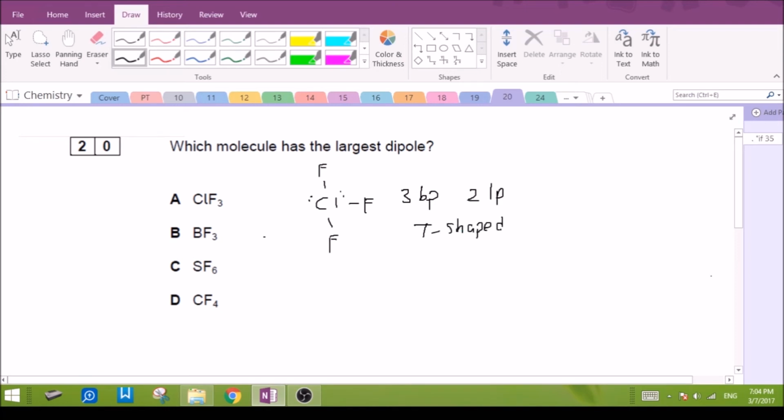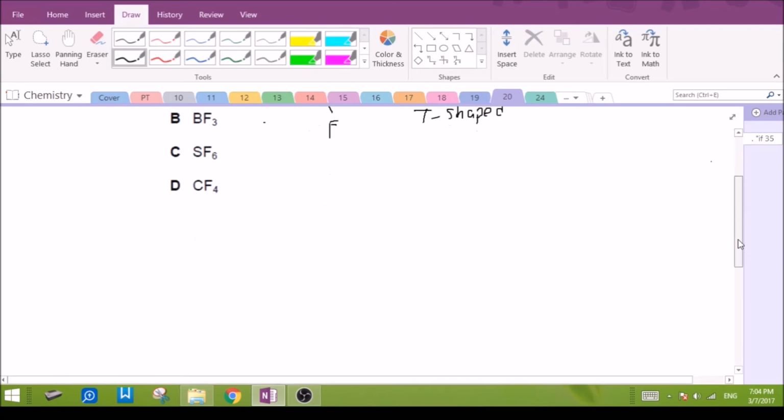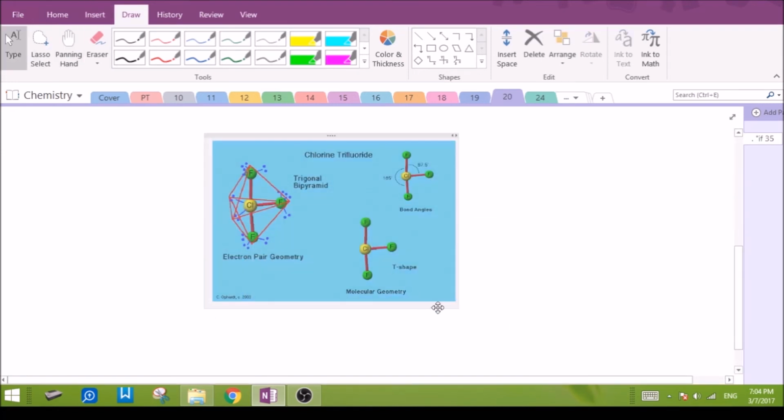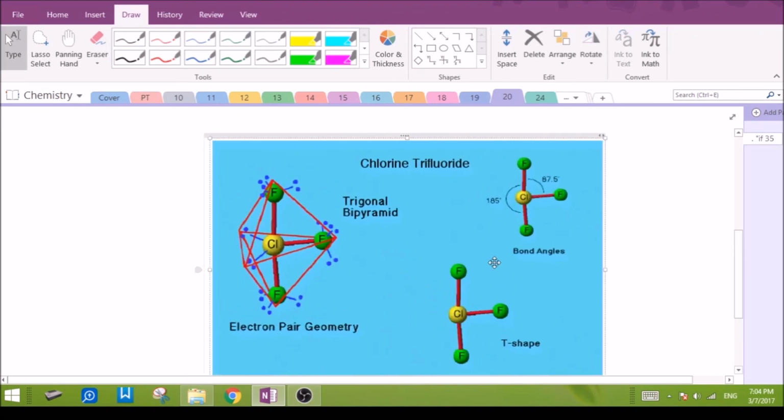I found a diagram that illustrates the 3D structure. ClF3. So we have the 3 single bonds here. The lone pairs will be here, the 2 lone pairs here and here. Right, and looking at the shape, we have the molecular geometry to be T-shape.